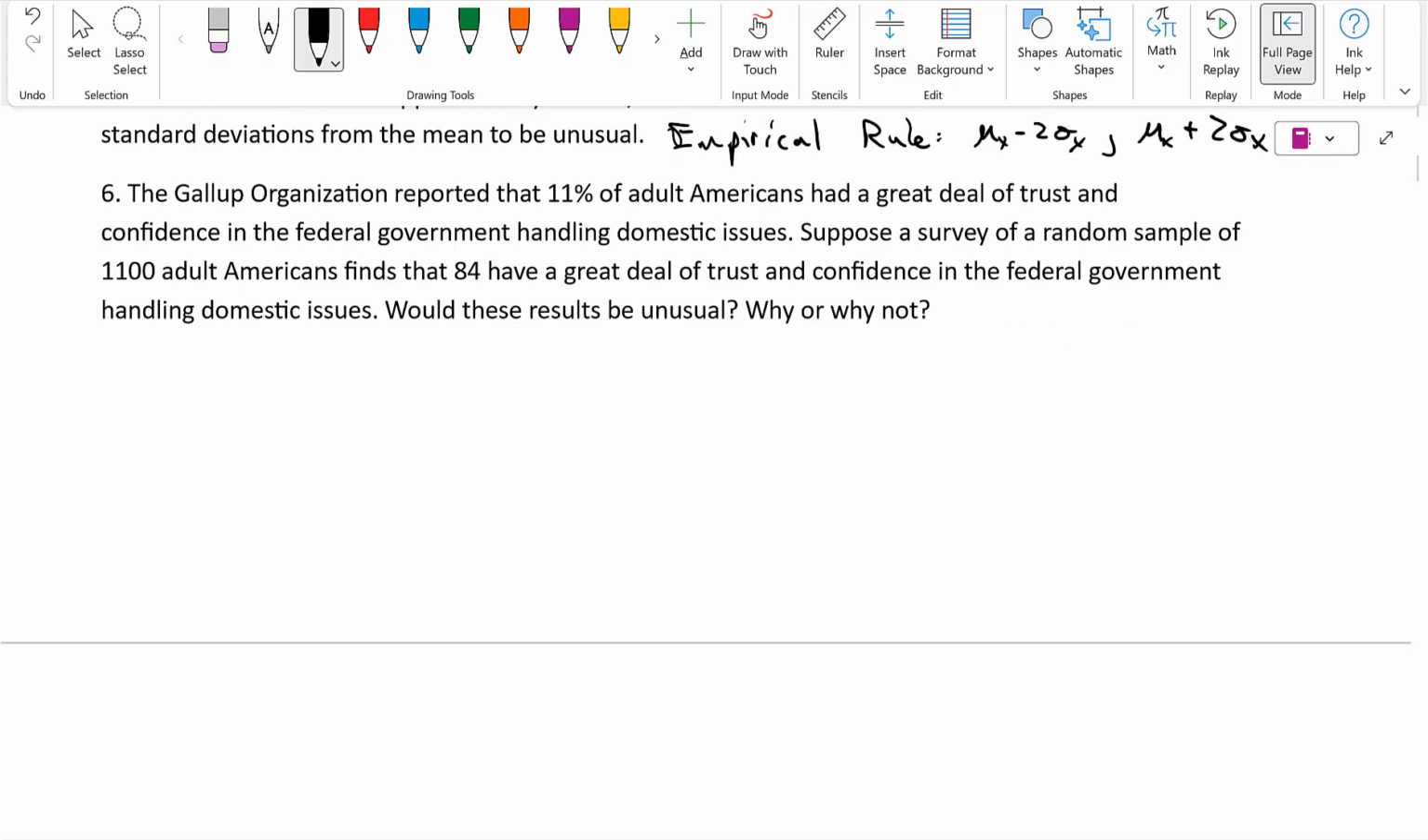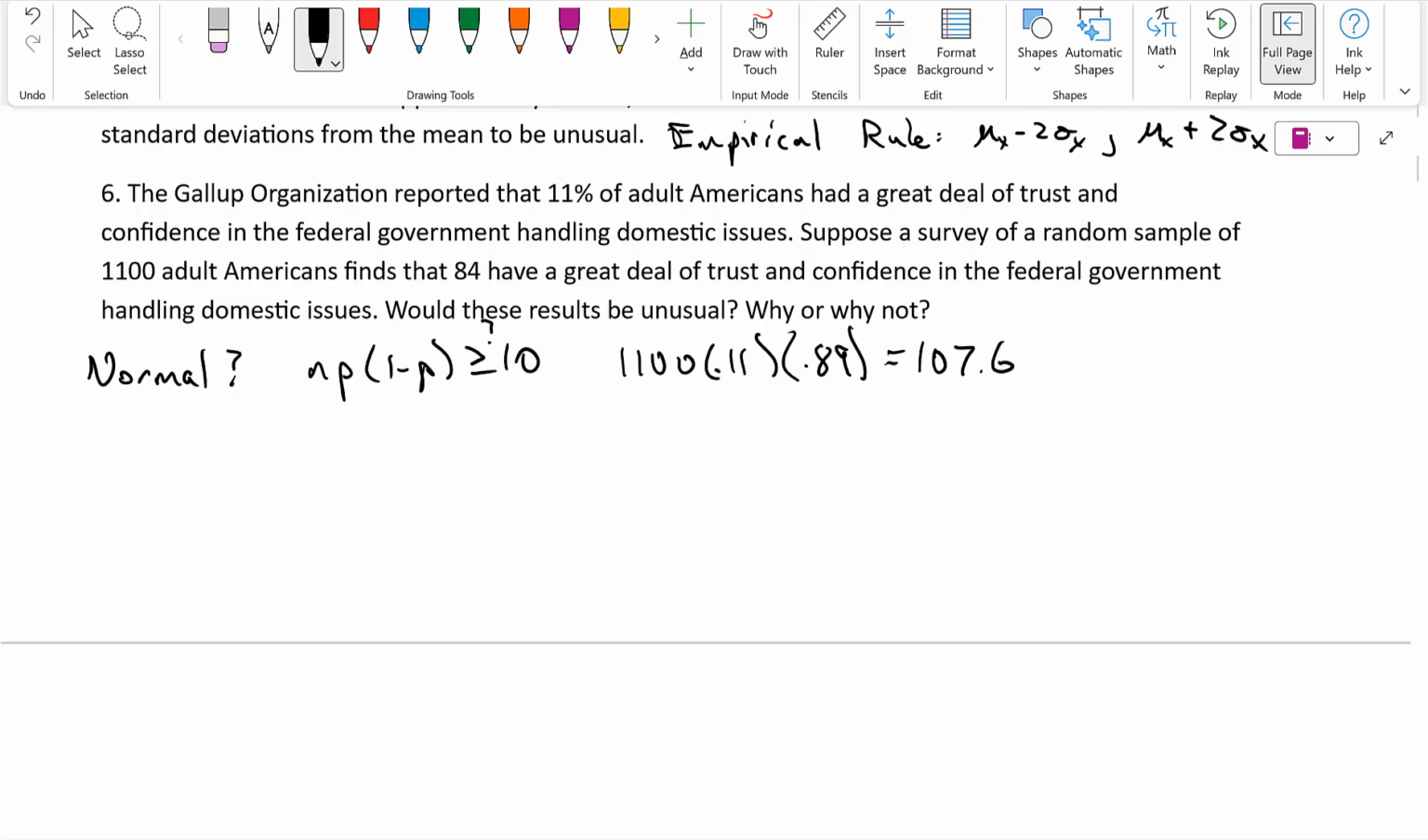For 6, the Gallup organization reported that 11% of adult Americans had a great deal of trust and confidence in the federal government handling domestic issues. Suppose a survey of a random sample of 1,100 adult Americans finds that 84 have a great deal of trust and confidence in the federal government handling domestic issues. Would these results be unusual? Why or why not? So we need to start by checking to see if we are normally distributed. So we want to do that n times p times 1 minus p, and we're hoping that's greater than or equal to 10. Our n is 1100, our p 0.11, our 1 minus p then 0.89. That's going to come out to 107.69, which is greater than or equal to 10, so we are approximately normal.